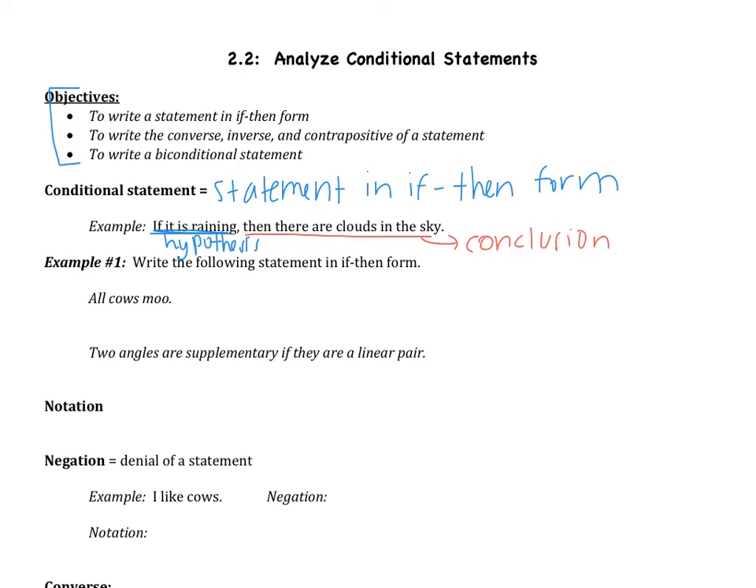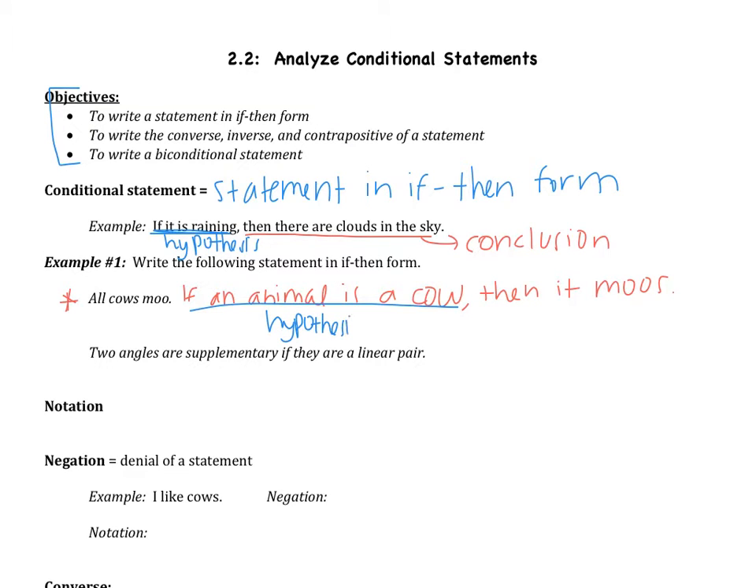So the first thing that you're going to be doing is taking a statement and writing it in if-then form. Looking at our first example, it says all cows moo. So we need to write this in if-then form. If-then form would be: if an animal is a cow, then it moos. The if an animal is a cow part, that's the hypothesis. The then it moos part is the conclusion.